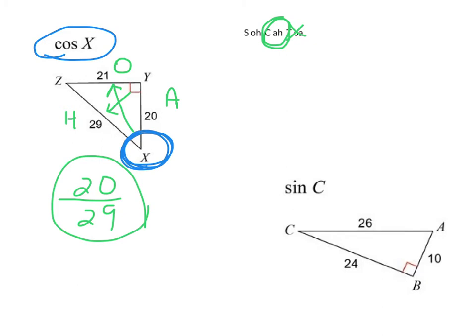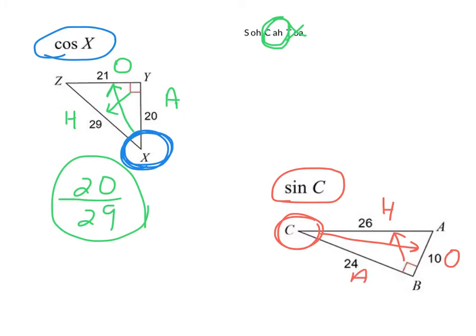All right, let's look at this bottom triangle. Again, what is my reference angle? They're telling me the reference angle is C. So I'm circling that on my picture to make it really obvious. Now I'm going to label the sides of my triangle. So opposite the 90 degrees is my hypotenuse. Opposite my reference angle is my opposite, and the third side is my adjacent.